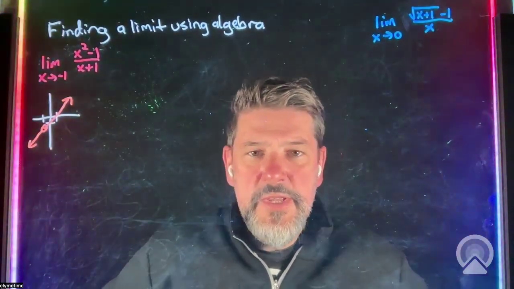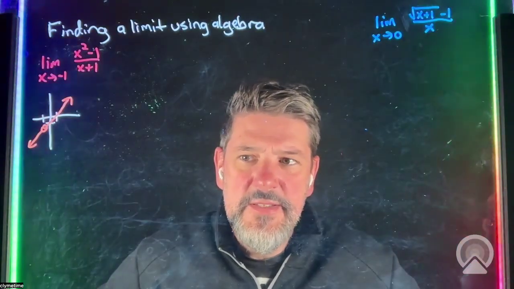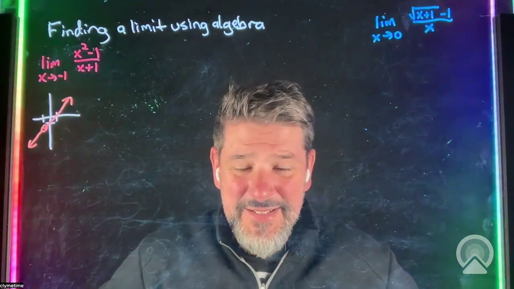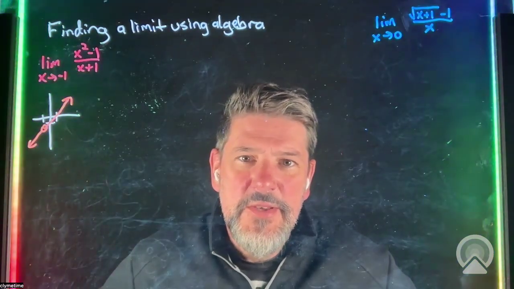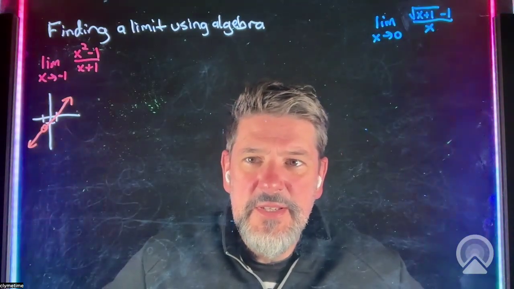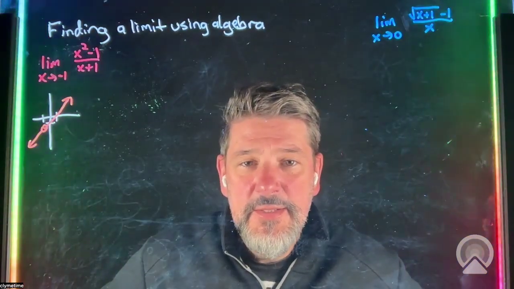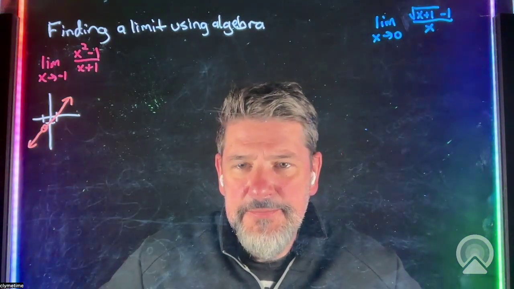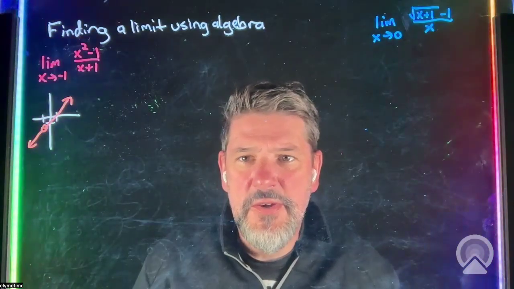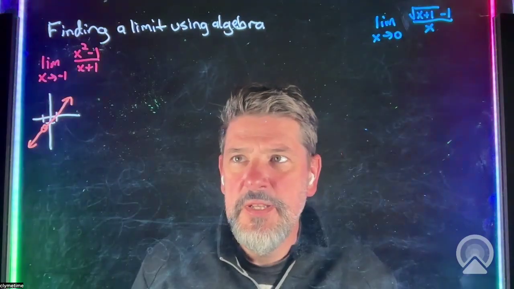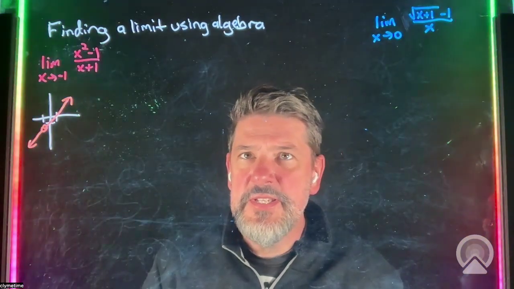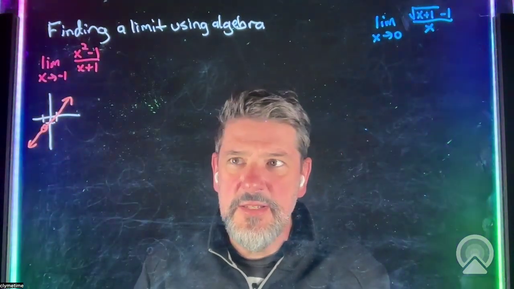The problem with looking at graphs to find a limit is that sometimes we're kind of guessing as to what the value is. We don't have an exact value. So it is beneficial a lot of times to be able to figure out a way to use algebra to find that limit. So this is Clyde Time, and in this video, we're going to look at how to find a limit using algebra.